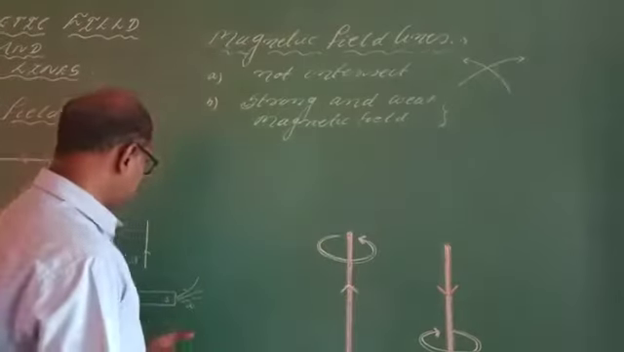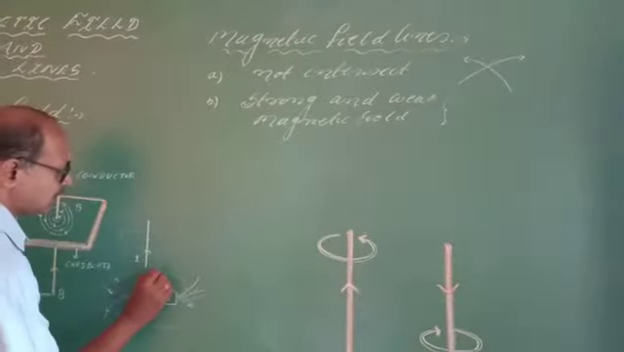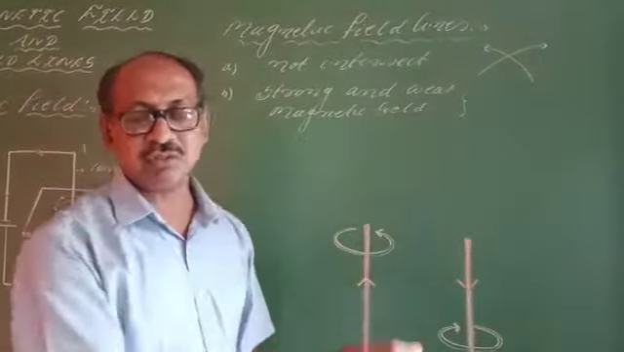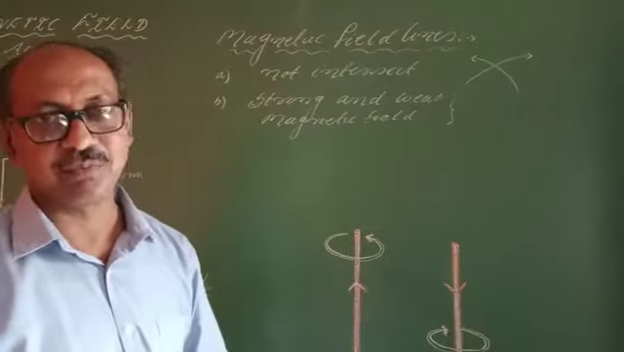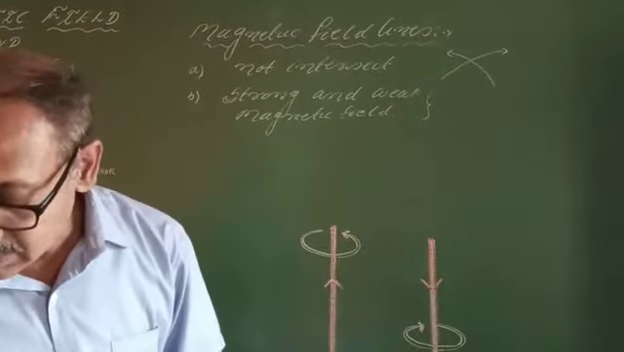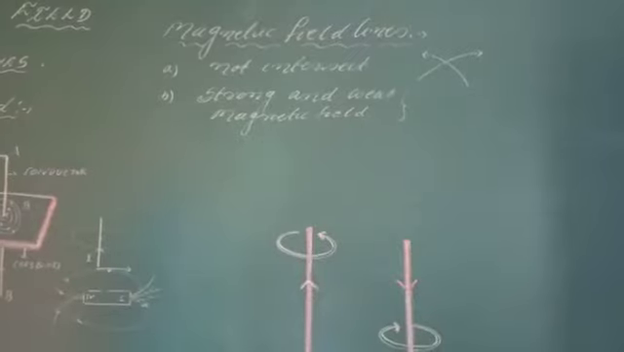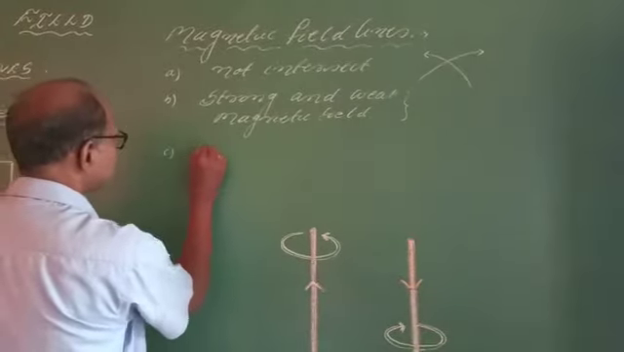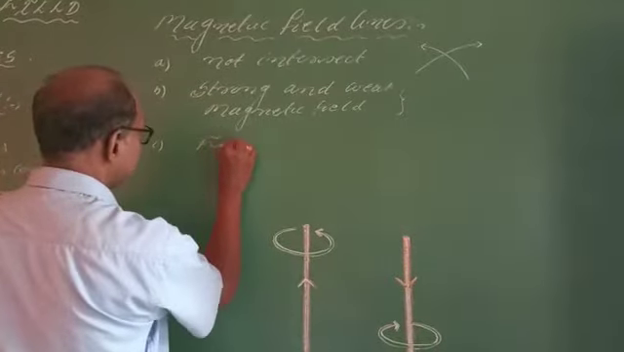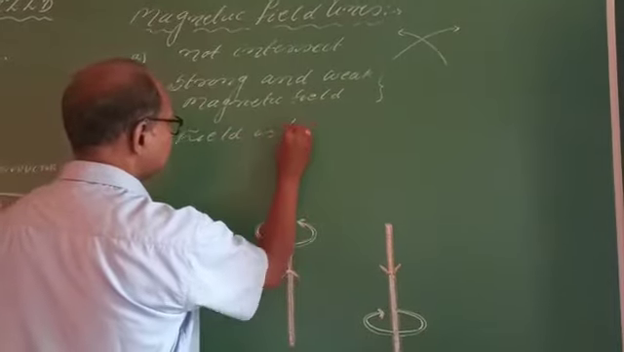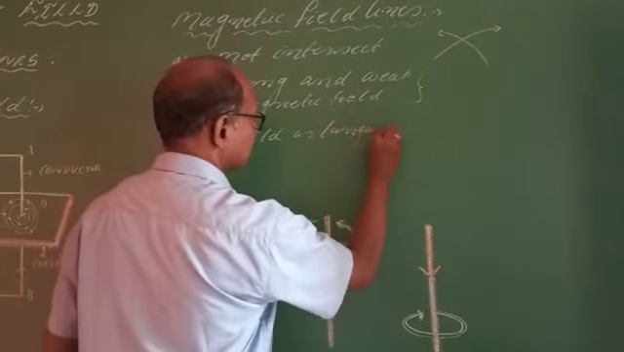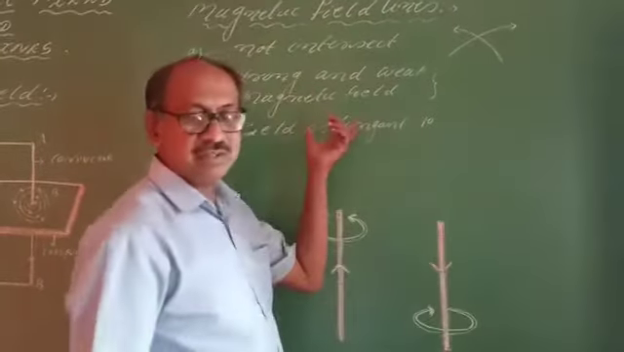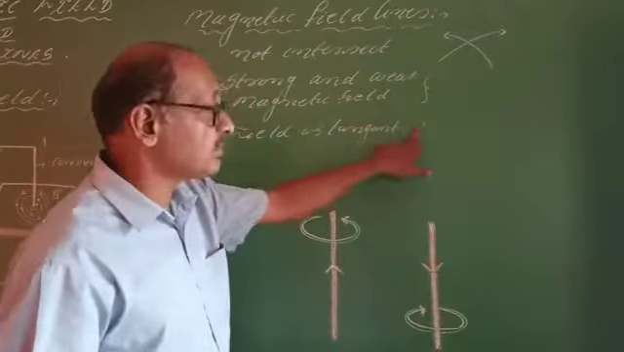You can put a point anywhere and draw a line like this. It always shows the direction of the magnetic field. The field is tangent to the magnetic field lines. Okay, the field is always tangent.